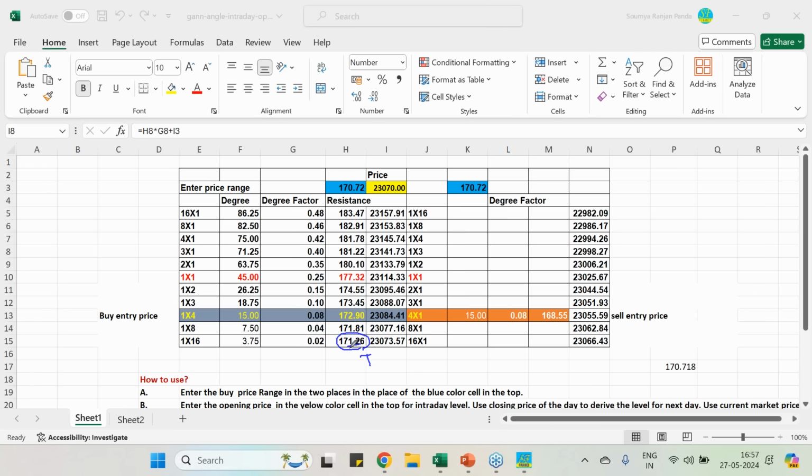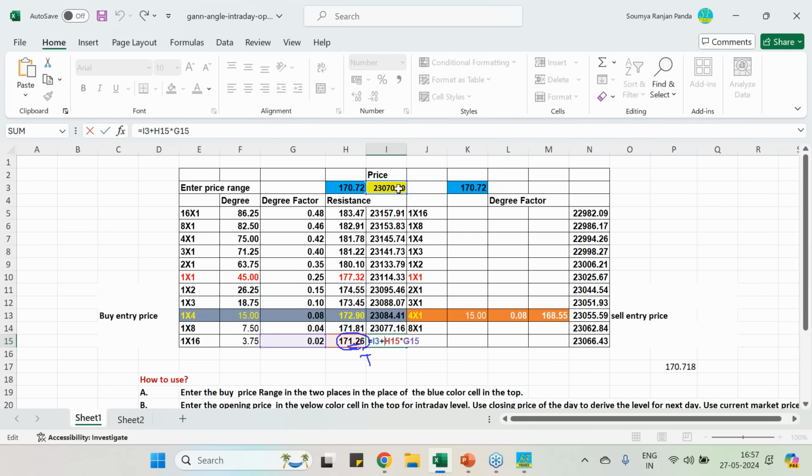So these values, one factor, one proportion I am going to add. So what is that proportion? I am going to add the opening price. You can just see the Excel formula here: opening price, which is nothing but 23,070, and this resistance I have found out, 171.26, and out of that I am taking a 0.02 fraction and adding that fraction. Similarly, I will be subtracting that same fraction from the opening price also.